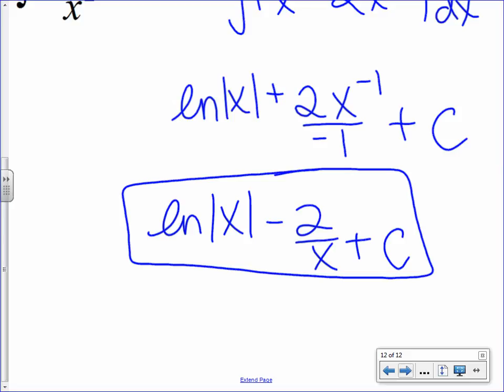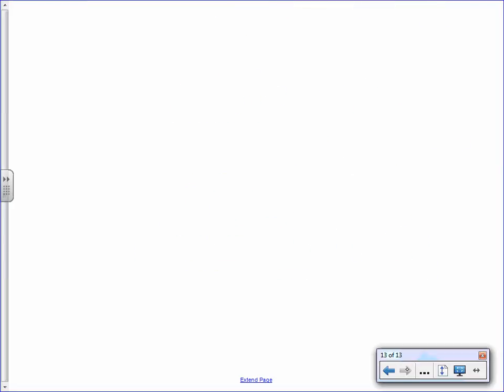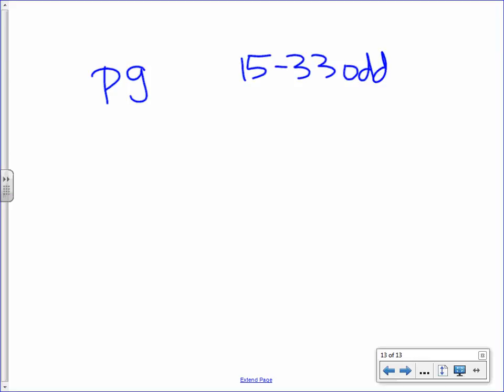So, I have kind of a hodgepodge of assignments for you. The first thing I want you to do is find the page and just do this.